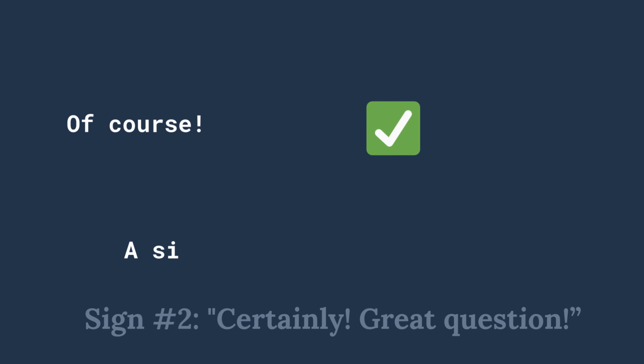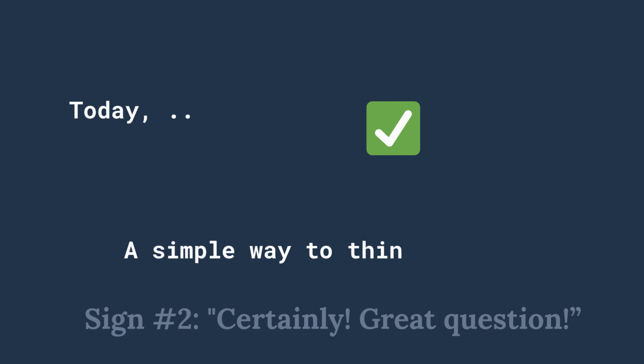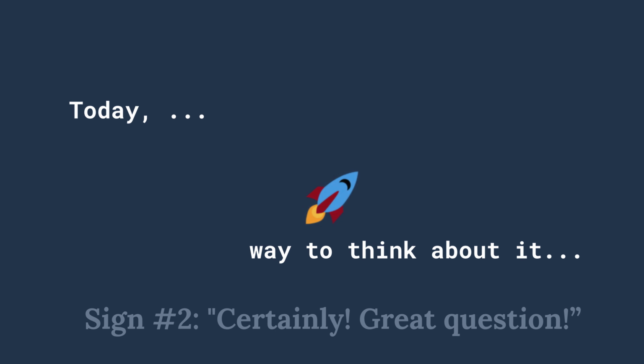Sign number 2, the way AI actually writes. There are certain phrases AI uses constantly. Certainly, great question. In conclusion, it's important to note that. Sound familiar? These phrases feel polished, but completely soulless. Real people don't start emails with certainly.